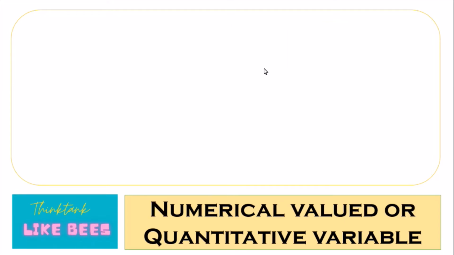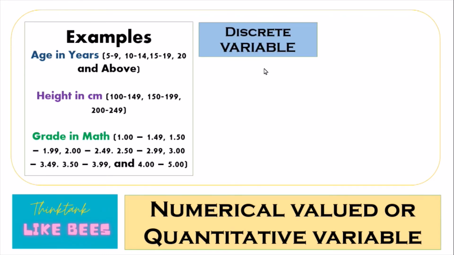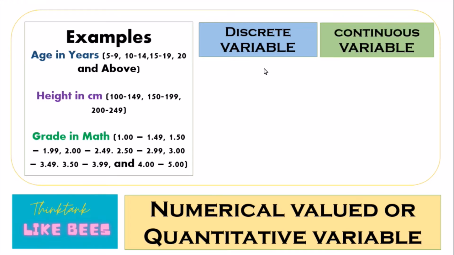What about the numerical valued or quantitative variable? Examples are the age in years: 5 to 9, 10 to 14, 15 to 19, and 20 and above. Example on height in centimeters, we have 100 to 149, 150 to 199, 200 to 249. Examples on grade in math, 1 to 1.49, 1.5 to 1.99, 2 to 2.49, 2.5 to 2.99, and so forth. So they are divided into discrete variable and continuous variable.